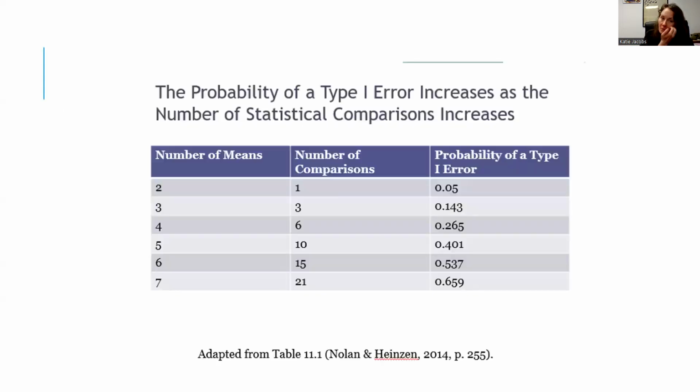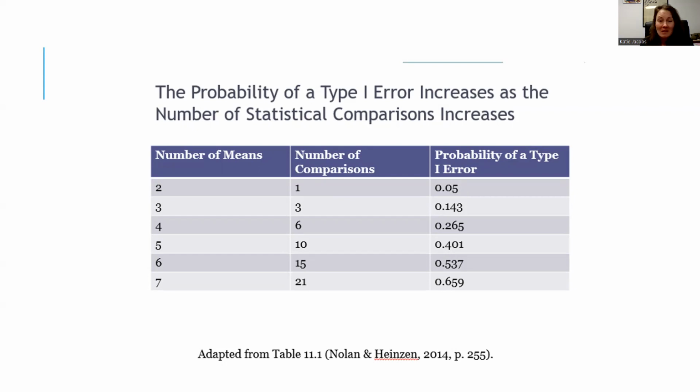So when we see here, we have the probability of a type 1 error increases as the number of statistical comparisons increases. So when we compare 2 means, and if we have an alpha level 0.05, we see that's just the probability of making type 1 be 0.05. If we increase it to 3 means, however, we see then that the probability of making type 1 error goes up even further. It's 0.143.